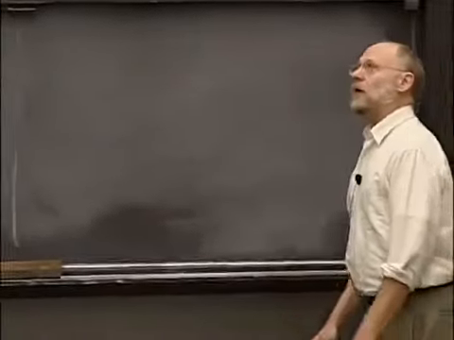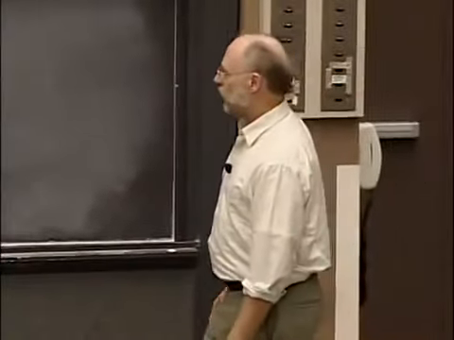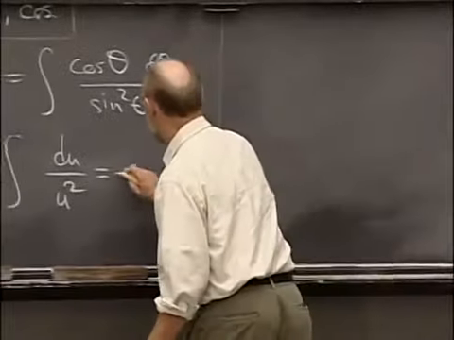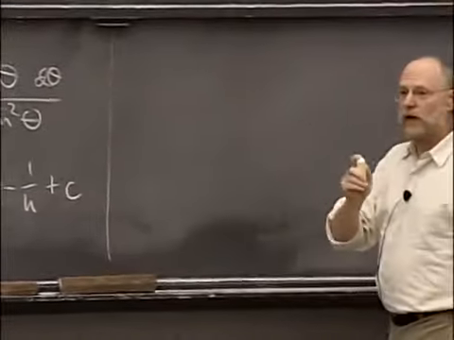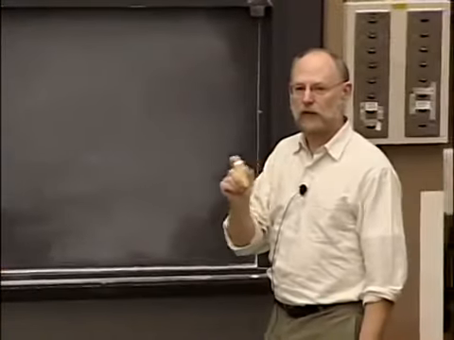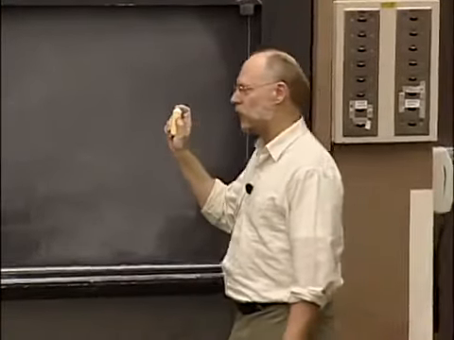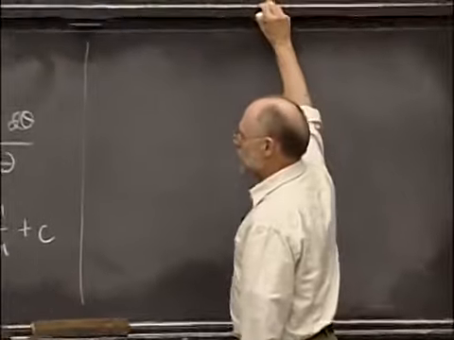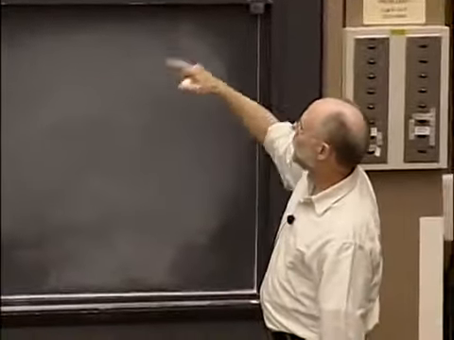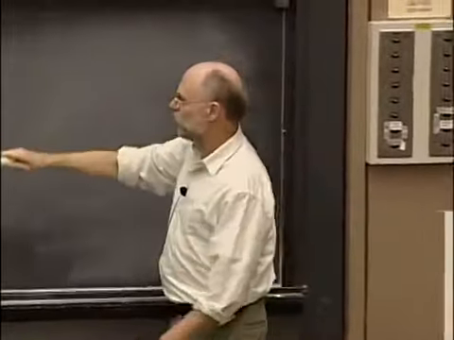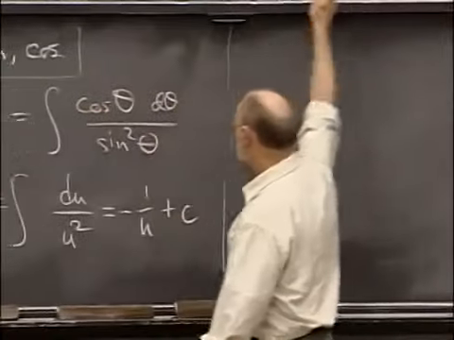So I integrate u to the minus 2 du, and I get minus 1 over u plus a constant, and I'm done with the calculus part of this problem. I've done the integral now, gotten rid of the integral sign. But I'm not quite done with the problem yet, because I have to work my way back through two substitutions. First this one, and then this one.